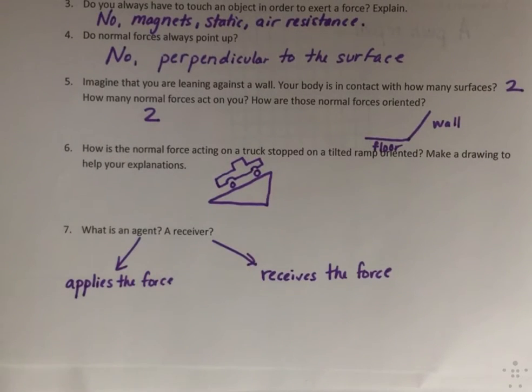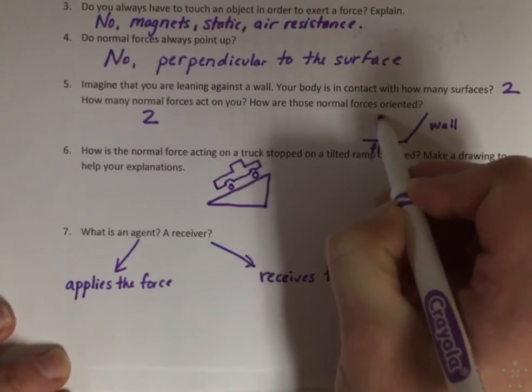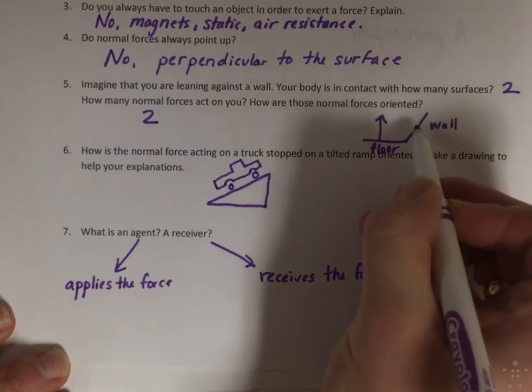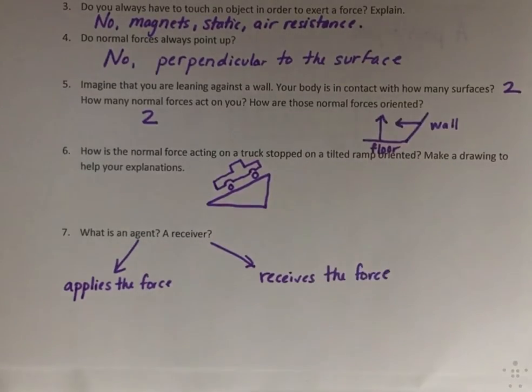And so how are they oriented? I drew a little picture here. Got the wall and the floor. So if you're on the floor, obviously you're going to have a normal force this direction. But if you're leaning on the wall, you also have a normal force this direction. So both of which are perpendicular to the surface.